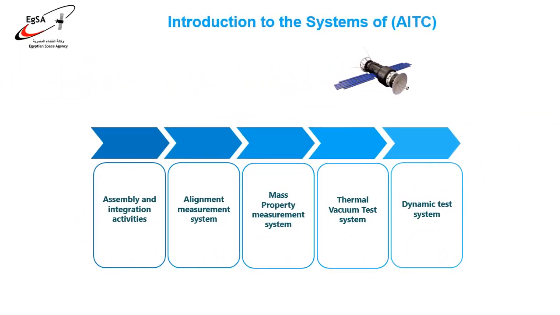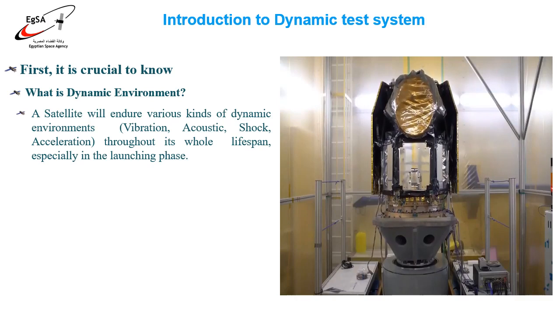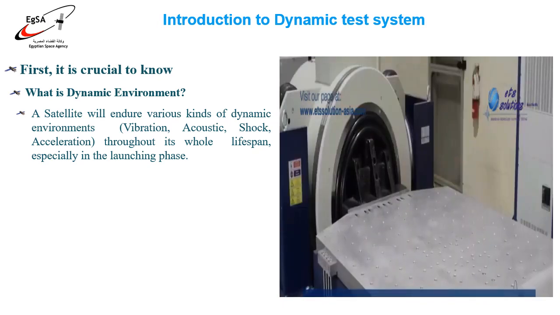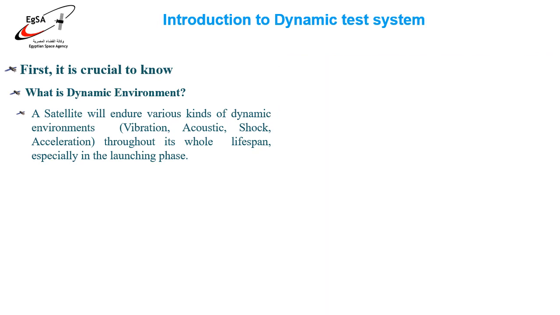Now we move to an introduction to dynamic test system. First, it is crucial to know what is dynamic environment. A satellite will endure various kinds of dynamic environments: vibrations, acoustic, shock, acceleration, throughout its whole lifespan, especially in the launching phase.